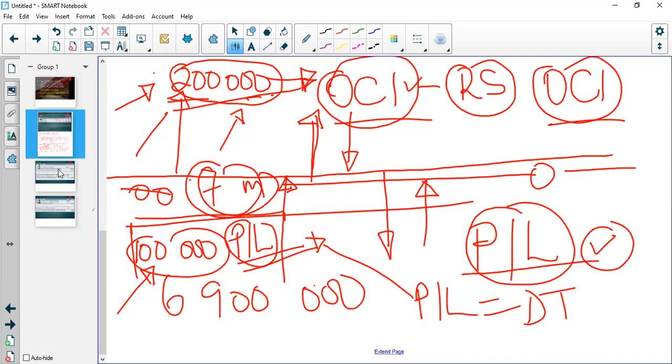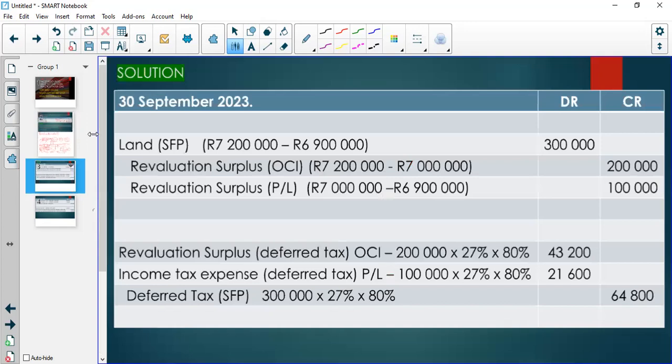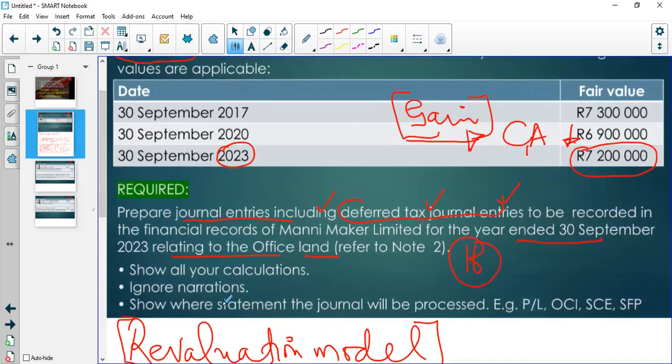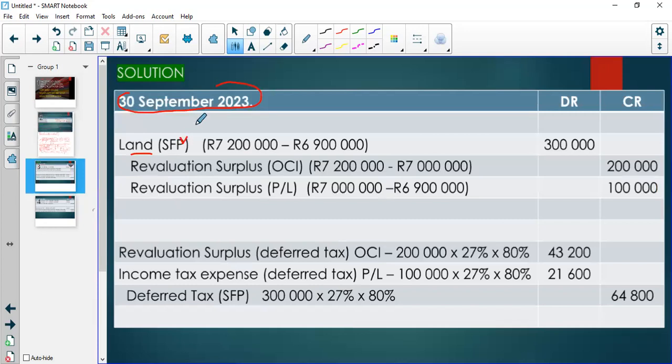Brilliant. So let's go to the actual question and see how we answer that. So this is the first journal. As we know, the land. If you look here, they say, which is something that is standard, so of course you need to check, they say ignore narrations, show all calculations. They also want you to show where the journal will be processed. Like, will it be a profit and loss entry, other comprehensive income? Is it a statement of changes in equity? Is it a statement of financial position? So the land is always a statement of financial position.